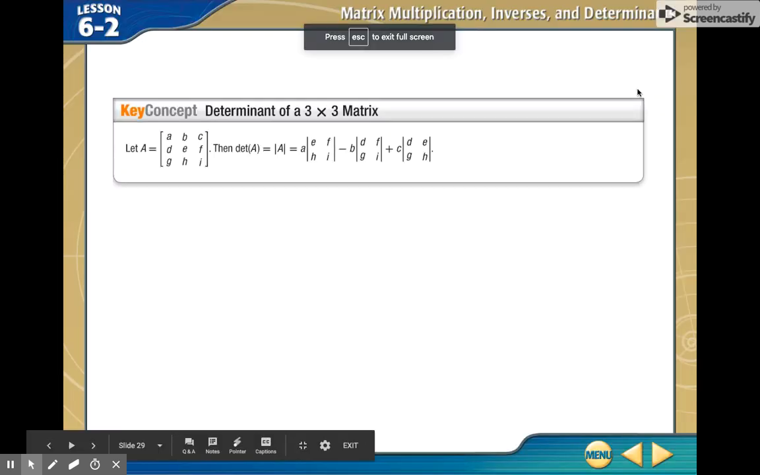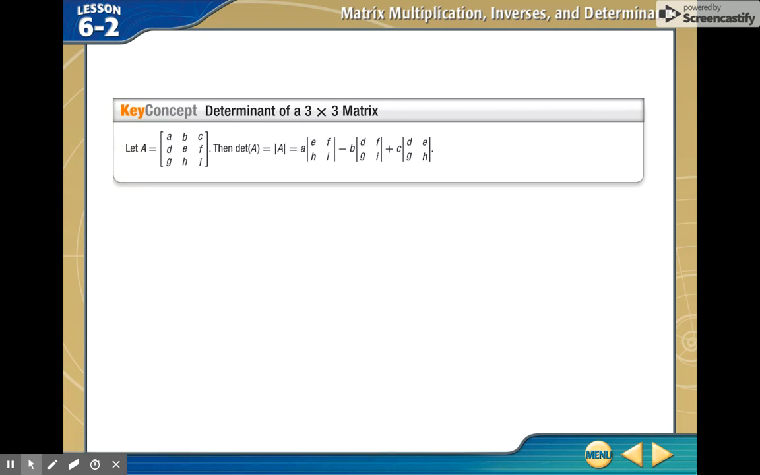Okay, our last piece here is how do we find the determinant of a 3 by 3 matrix? There are two ways you can do it. You can look at sub-determinants. So we see here we have our values, and this is the way that the book is going to present it.